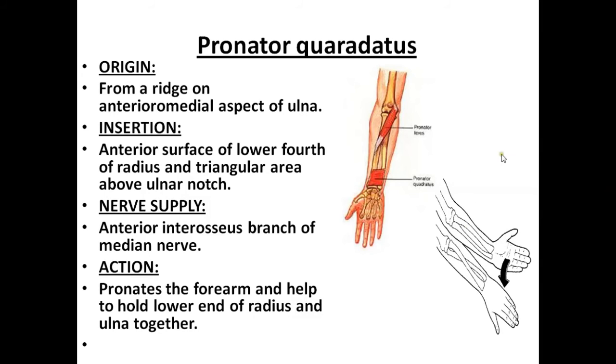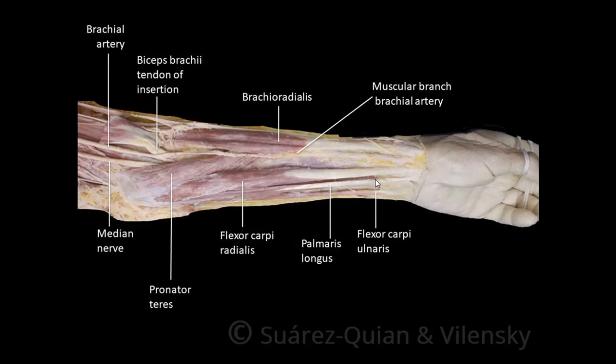The small flattened muscle present in the deepest part of the anterior compartment is the pronator quadratus, and it is a small flat quadrangular muscle present in the lower part of the anterior aspect of the forearm. It originates from the anterior aspect of the ulna and is inserted into the anterior surface of the lower fourth of the radius in a triangular area above the ulnar notch. It is supplied by the interosseous branch of the median nerve, and their action is pronation and to help hold the lower end of the radius and the ulna during the pronation.